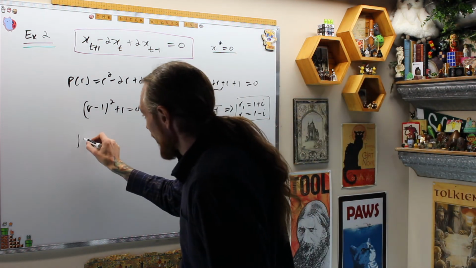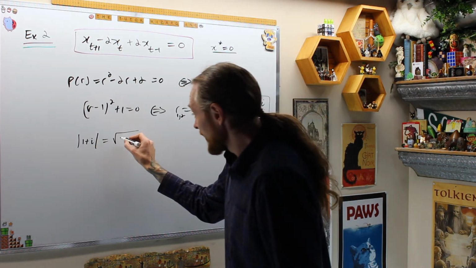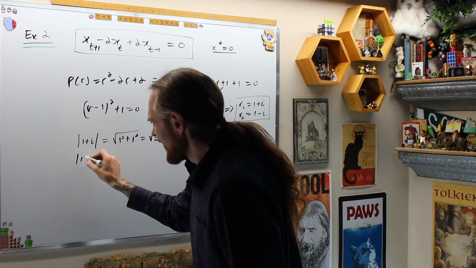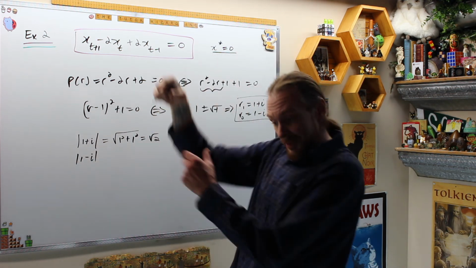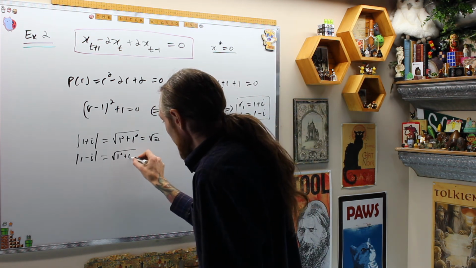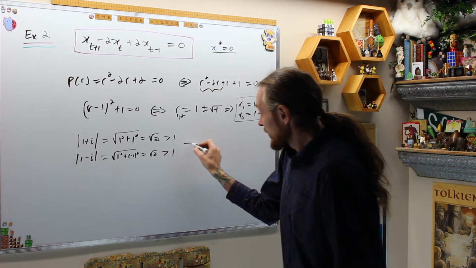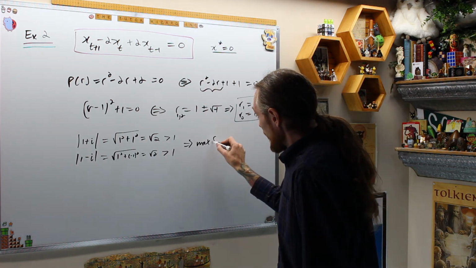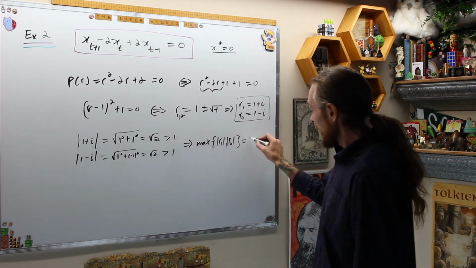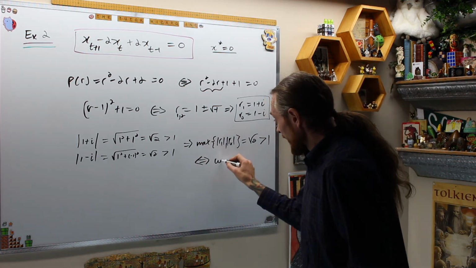What this says for a complex number, the modulus is actually the square root of alpha squared plus beta squared, which is in this case 1 squared plus 1 squared, which is root 2. And for its conjugate, it's the same. They're both on the same circle, on antipodes of each other. This is going to be the square root of 1 squared plus negative 1 squared, which is still the square root of 2, which is larger than 1. And so this says the maximum of the modulus of R1 and R2 is equal to the same thing, which is root 2, which is larger than 1, therefore if and only if unstable.